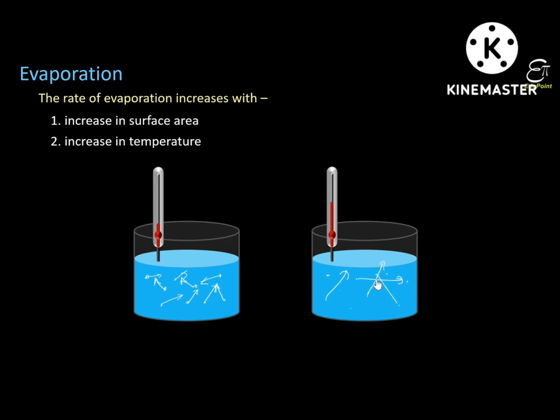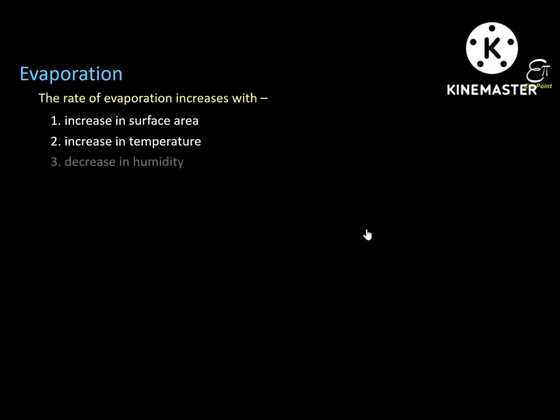As we are increasing the temperature, the particles will get excited and evaporate faster. So here the particles will evaporate due to increasing temperature. When we increase the temperature, the particle movement will increase, and this leads to the particles evaporating. So the rate of evaporation increases with increasing temperature.